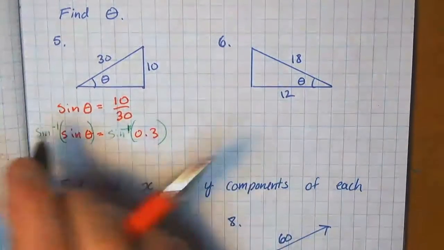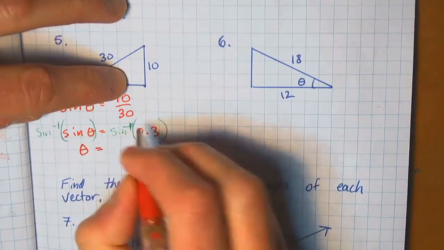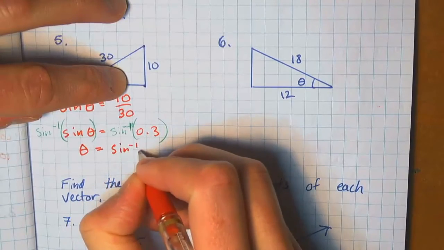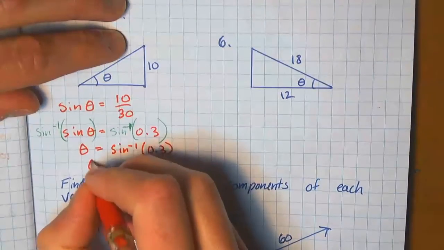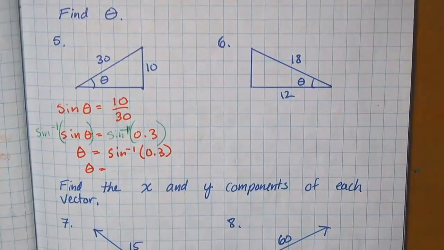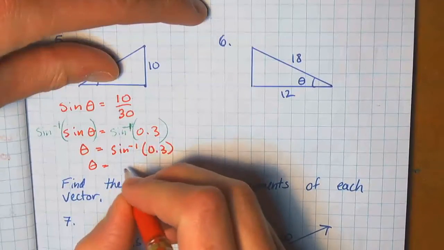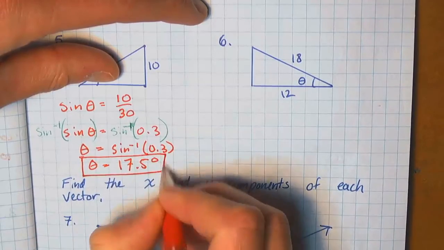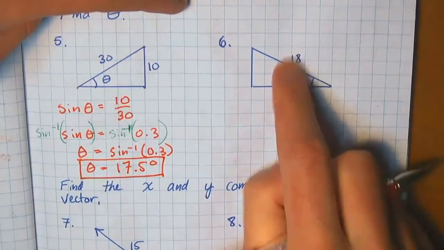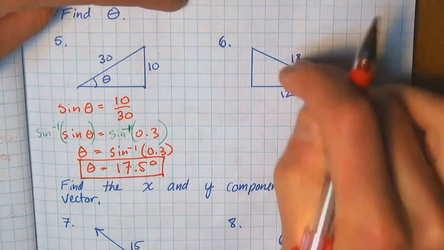It's hard to see. If you inverse sine a sine, you end up with just theta, and I end up with -1 on that side. And so just type that into your calculator now. Inverse sine of 0.3 is going to give you 17.5 degrees. There we go. This one, similar process, except this time we have cosine because we have the adjacent.